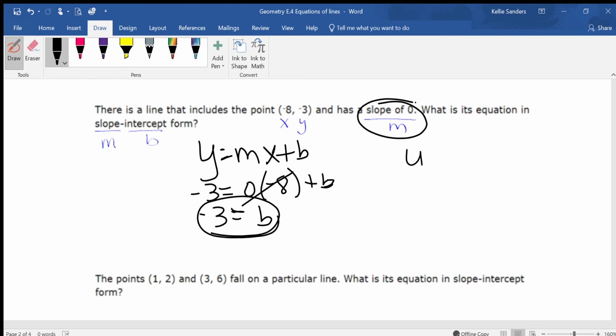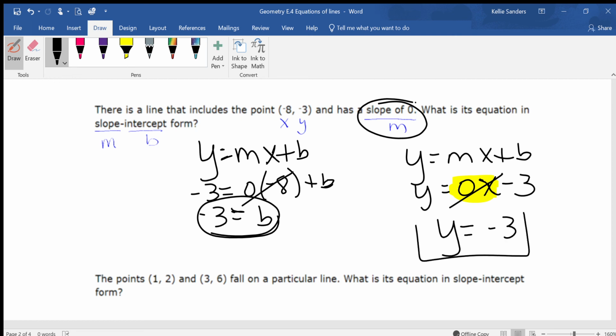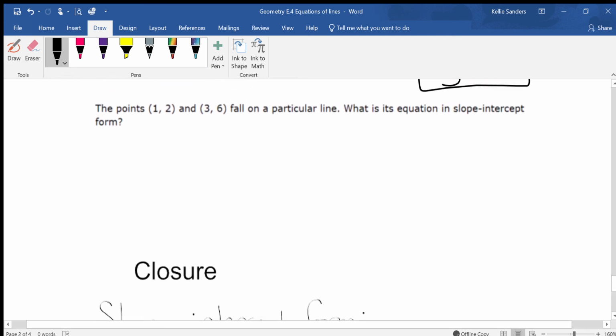Now watch. Y equals mx plus b. Y equals, our slope is 0. Our b is negative 3. But if you have 0 times anything, it basically isn't there because you have 0 x's. So our equation of a line is y equals negative 3. Last one.